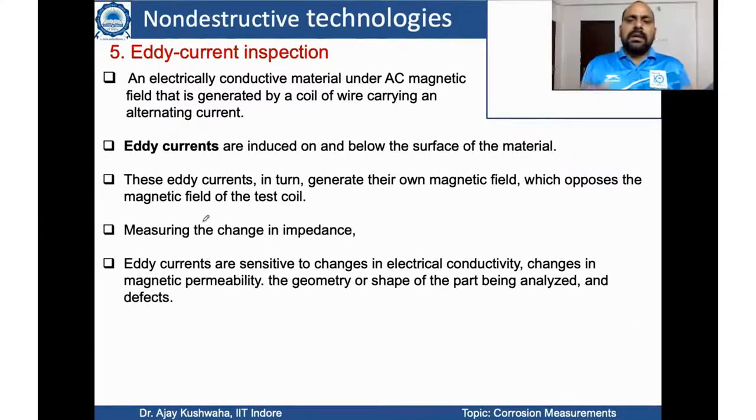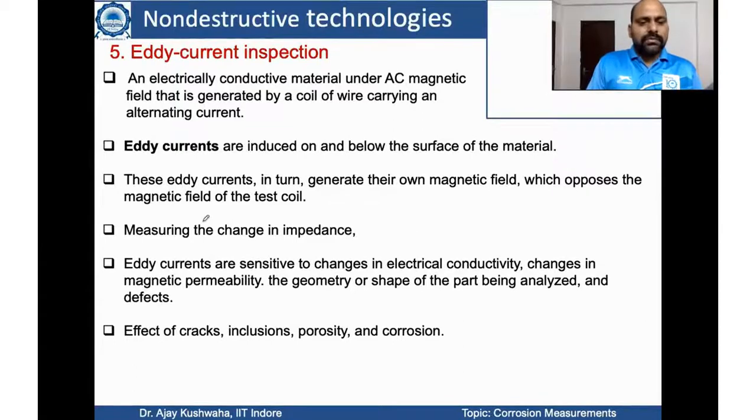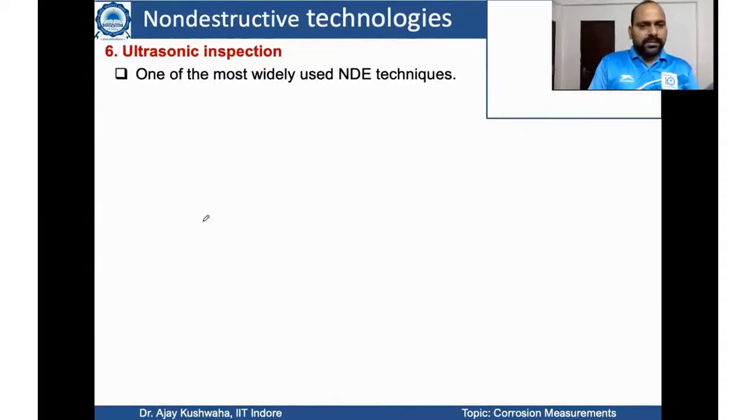So basically, we are applying an AC magnetic field, generating the Eddy current. The Eddy current is generating its own magnetic field. So based on the change in the geometry of the material, or the surface of the material, or a defect, there will be a change in the Eddy current, and that change we can measure. So we compare the Eddy current at the beginning with the Eddy current when there is some degradation happening in the material. Based on that difference, we can understand if any change or corrosion is happening in the material. So the effect of cracks, inclusions, porosity and corrosion can be understood.